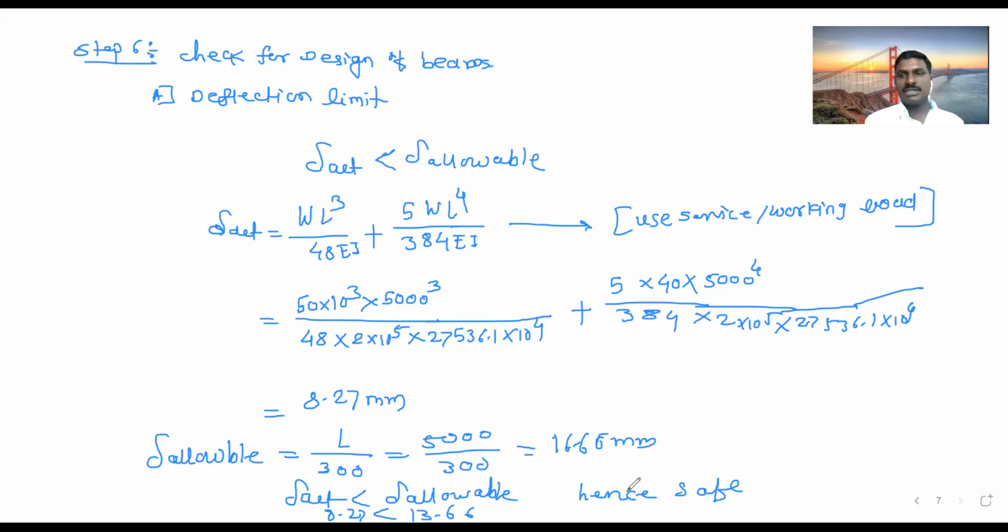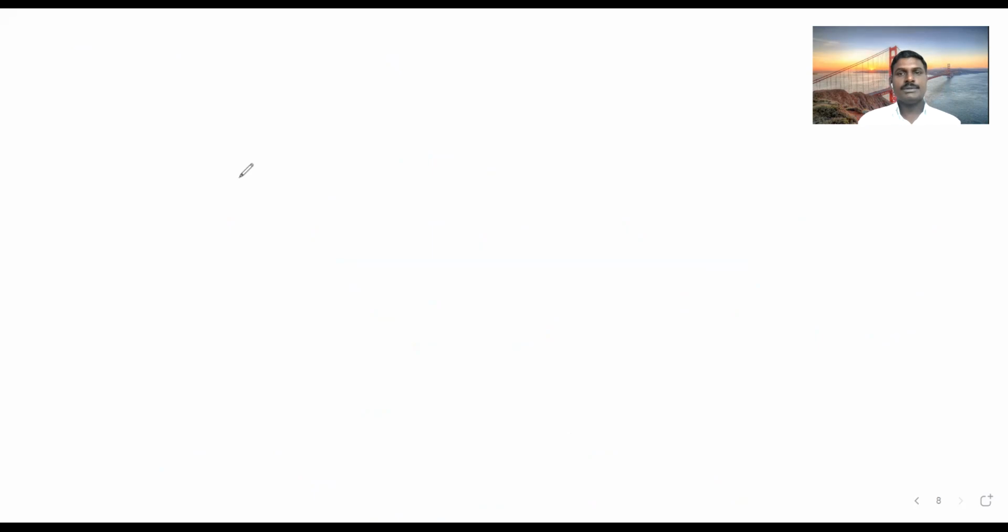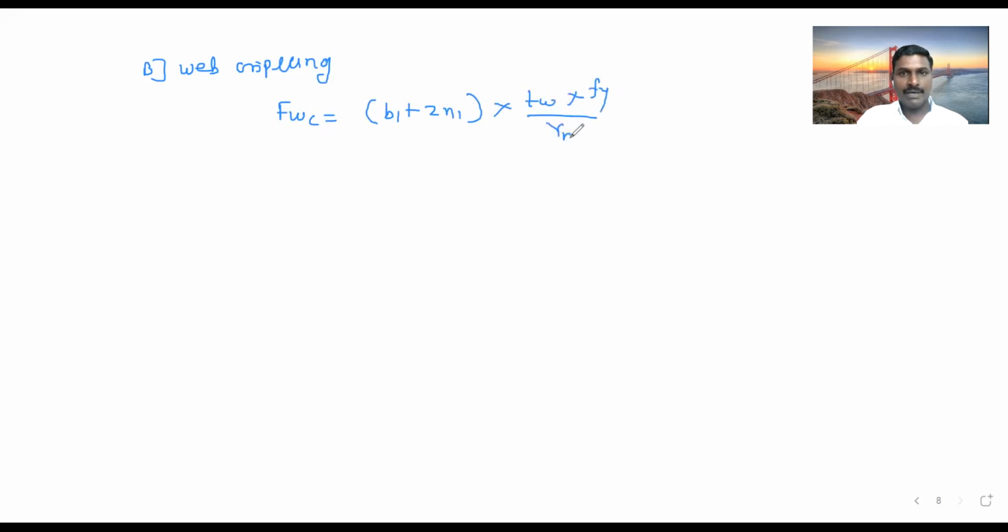Okay. So now next we will calculate strength: how much strength will be carried in web crippling and buckling. So second is web crippling, correct? That is FWC, the strength due to web crippling. What is the formula for web crippling? B1 plus 2N1 into TW into Fy divided by gamma m0.